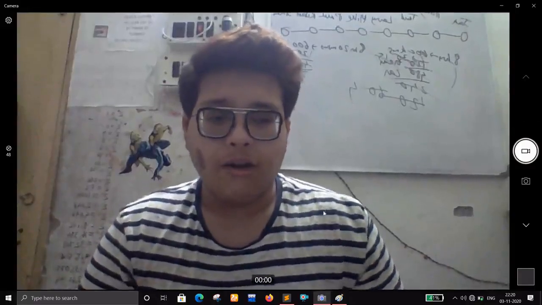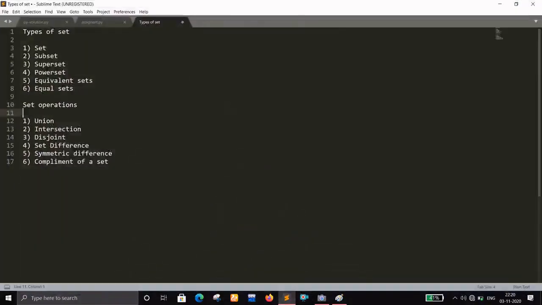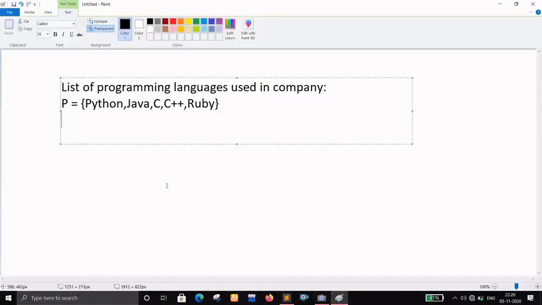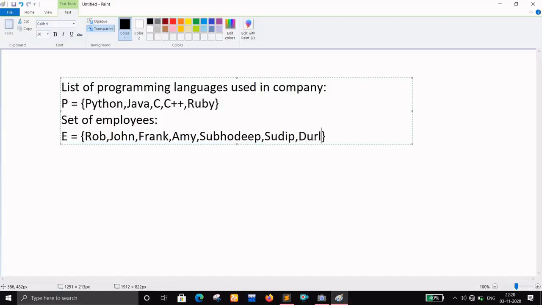So let's say you have 10 employees in your office. Okay. So the 10 employees are, let's say a set of employees. So set of employees. Let's denote employees by E and say the 10 employees are, well, let's say Rob, John, Frank, Amy, Subhodeep, Sudip, Dorle. So 1, 2, 3, 4, 5, 6, 7, and let's add Shimoi.